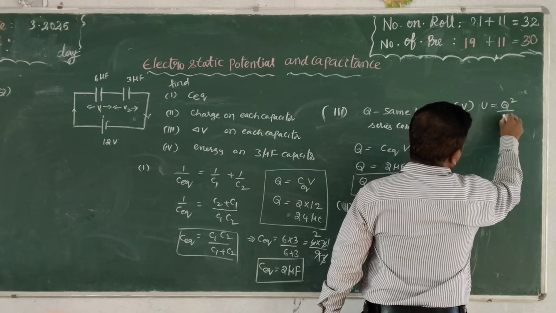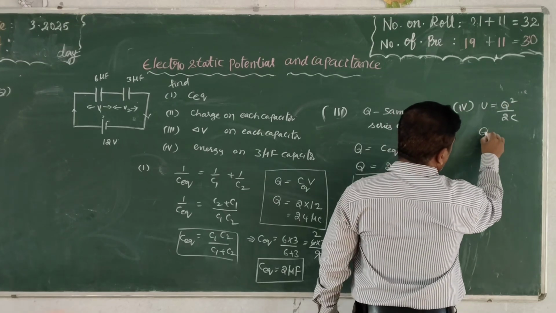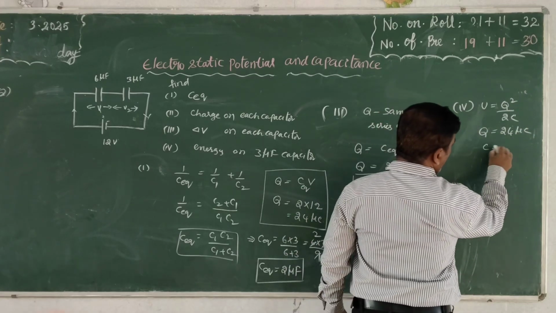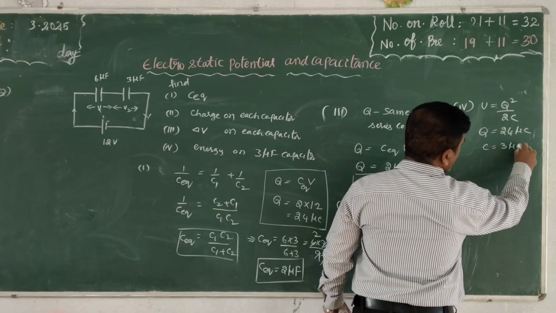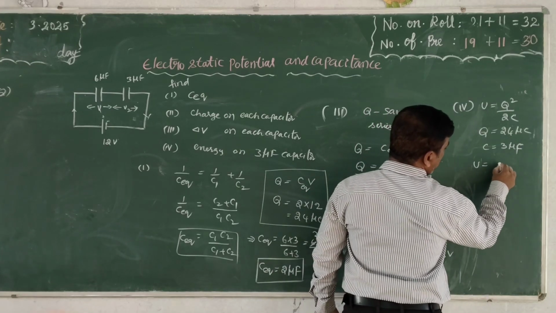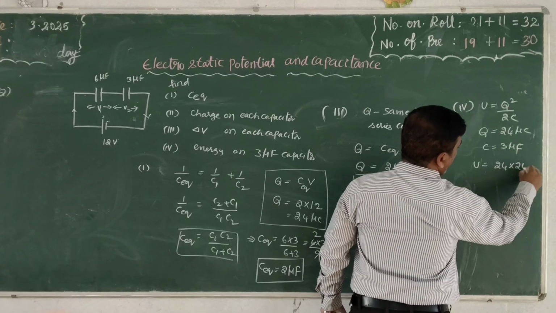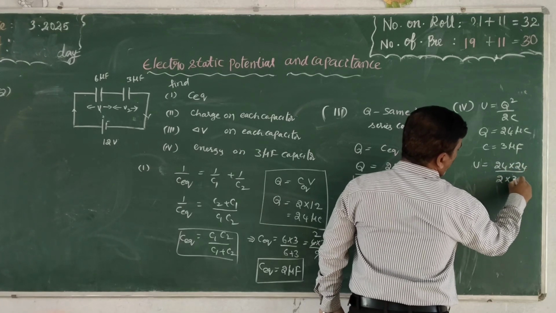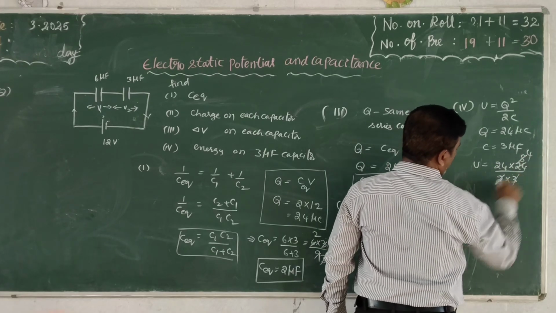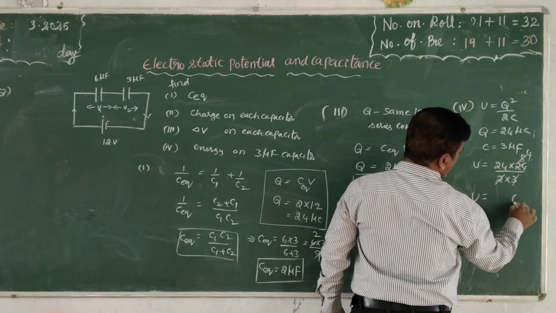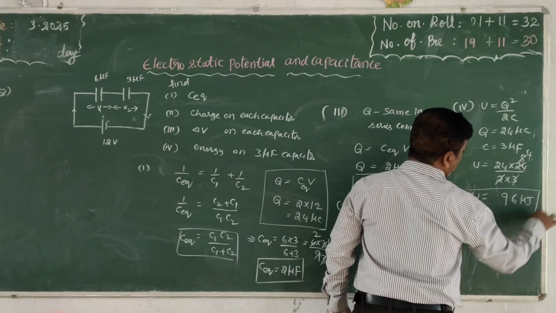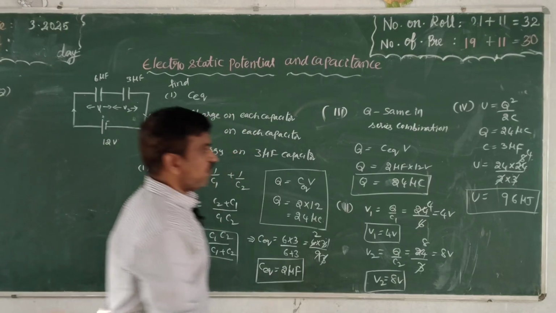Energy equals Q square by 2C. Here Q is 24 microcoulombs, and capacitance we use 3 microfarads. Just substitute: U equals 24 into 24 by 2 into 3 microfarads. 3 eights are 24, 2 twelves are 24, 4 fours are 96, so 96 microjoules. What is the energy stored in the 3 microfarads? 96 microjoules.